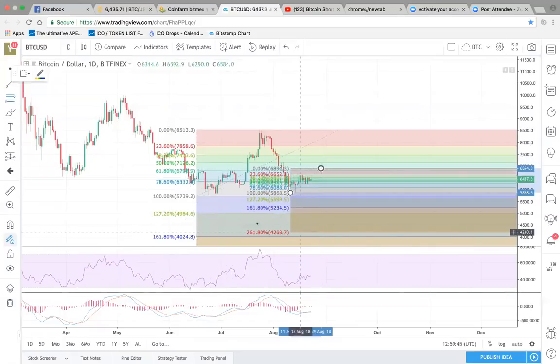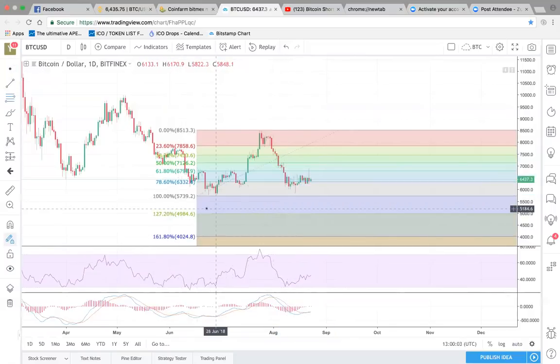And you can see that this 127 kind of sits in line with this 160, 180. So between 4.9 and 5.2, that's a very nice confluence zone. Worst case scenario, we're looking at about 4,000 to 4,200.